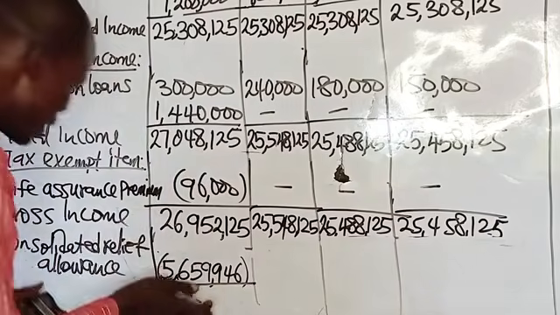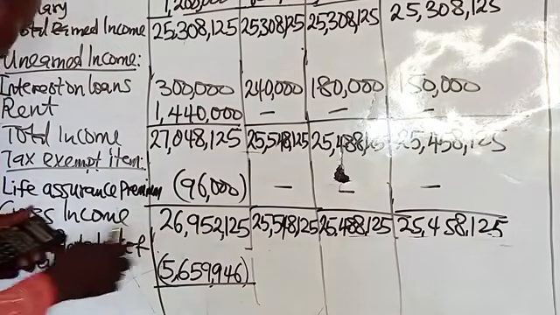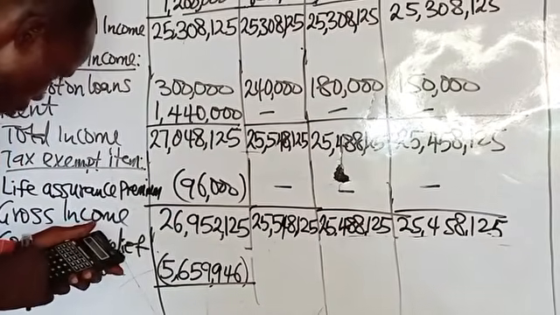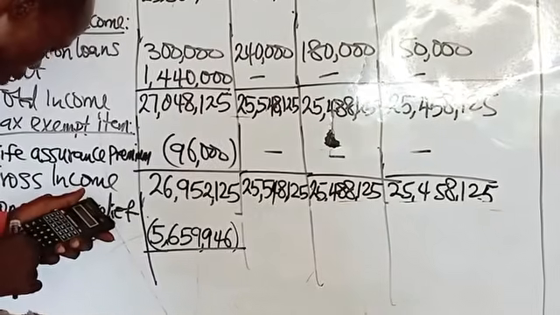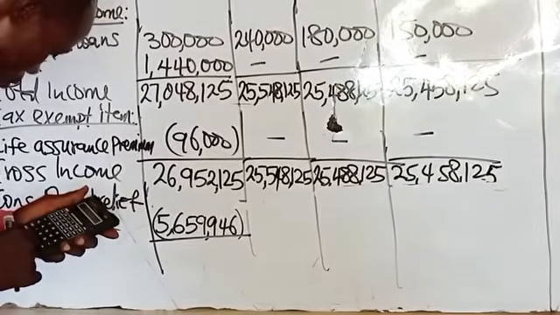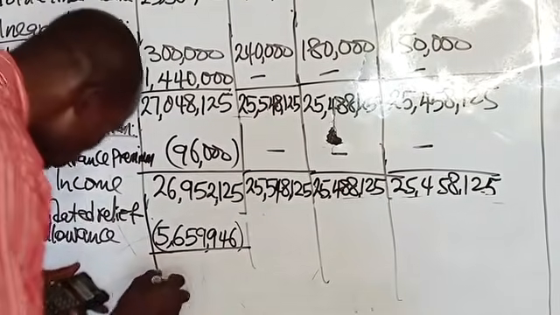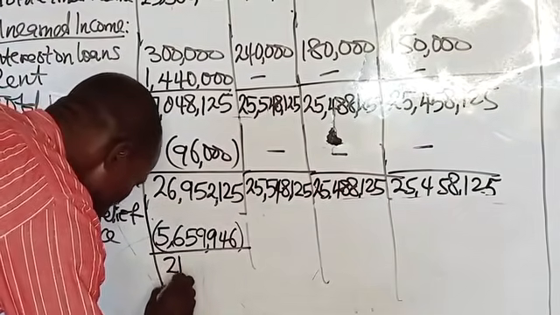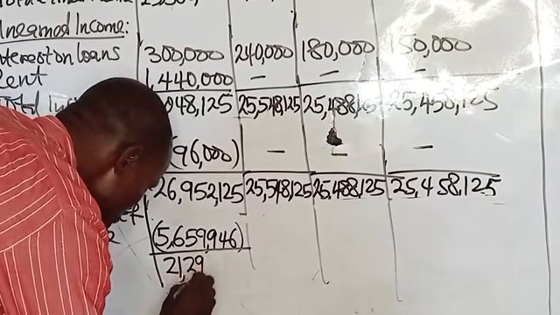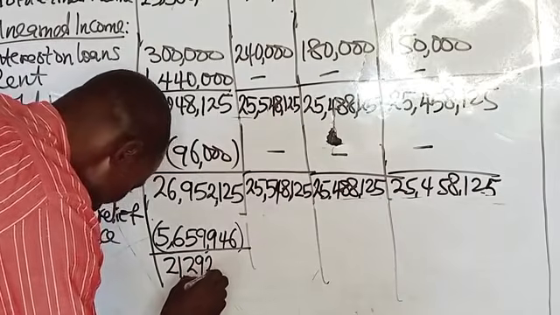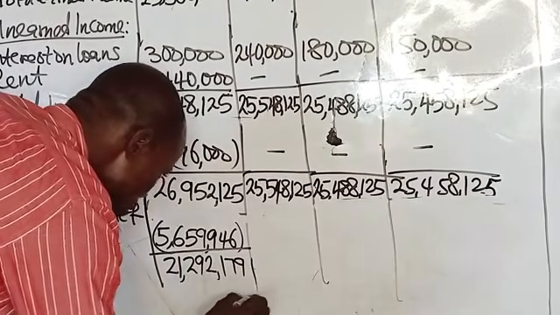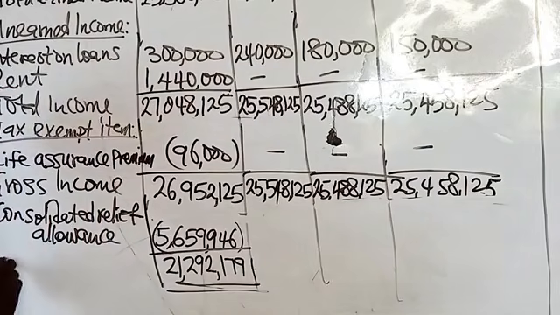If you now deduct that allowance from the gross income of 26,952,125, you have the chargeable income, 21,292,179. That is the chargeable income.